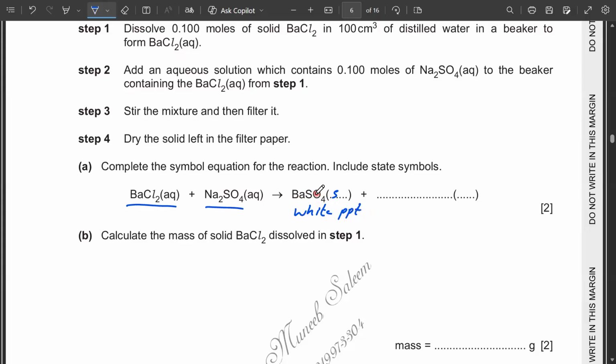So it will be in the solid form, and then the other product will definitely be the union of these two, Na and Cl. These two will be combining with each other, and it will produce NaCl. NaCl could be the aqueous form or it could be the solid form. Both can be acceptable. You need to represent the state symbols in these small brackets. You can either write solid or you can write the aqueous form.